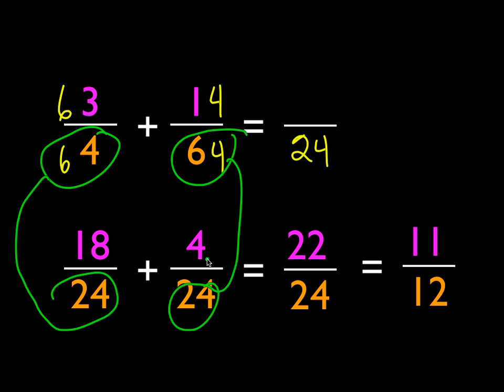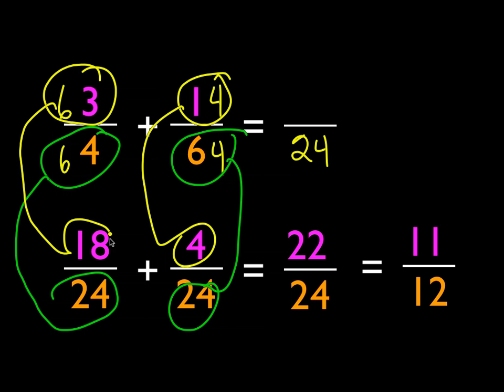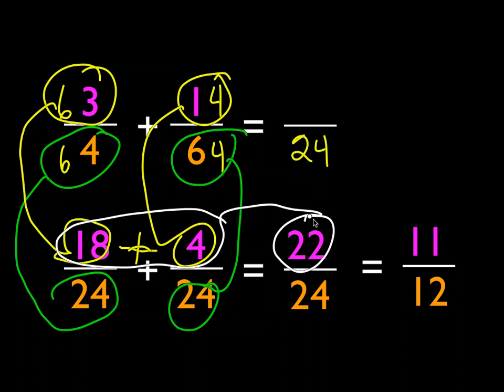And then 1 times 4 is 4. 6 times 3 is 18. We add across, and then 18 plus 4 is 22. And then you realize that is not in reduced form, so you pull out a 2, and you get the reduced form, which is the proper answer, 11 over 12.